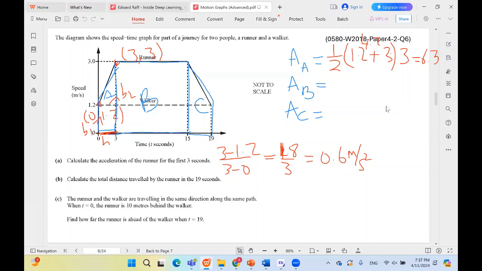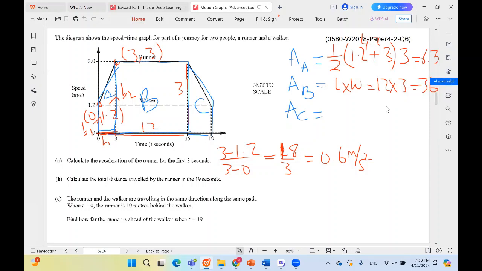B is a rectangle. The length of the rectangle lies between 3 and 15. So this is 12. And the width of the rectangle goes from 0 to 3. So this is 3. So we just have length times width, which is 12 times 3, which is 36.